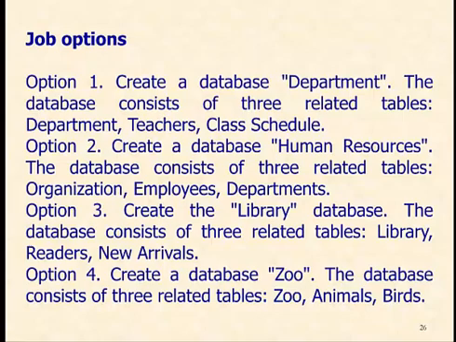Option 2. Create a database human resources. The database consists of 3 related tables: organization, employees, departments. Option 3. Create the library database. The database consists of 3 related tables: library, readers, and new arrivals. Option 4. Create a database zoo. The database consists of 3 related tables: zoo, animals, and birds.